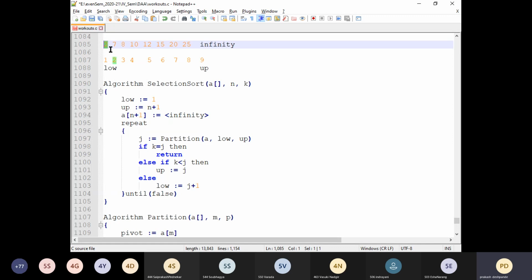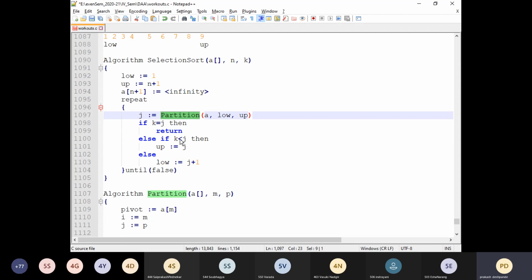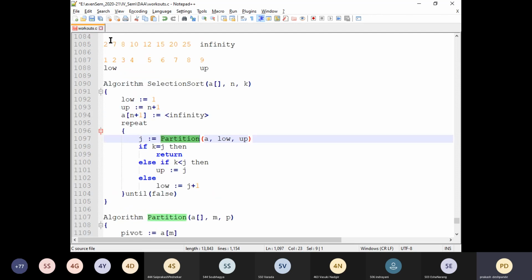It will take a pivot element, and this pivot element will be positioned such that, once it is in the proper position, all the elements on the left-hand side of that pivot are smaller than the pivot, and the right-hand side of that pivot are greater than the pivot. I will repeat once again: the partition procedure will position the pivot element such that the left-hand side of the pivot will be smaller than or equal to that element, and the right-hand side of the pivot will be greater than that element.